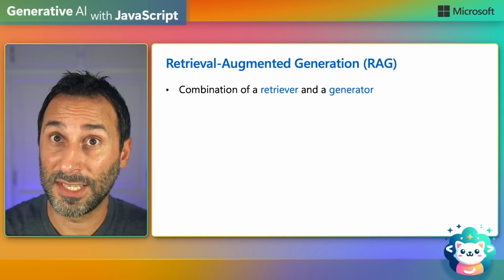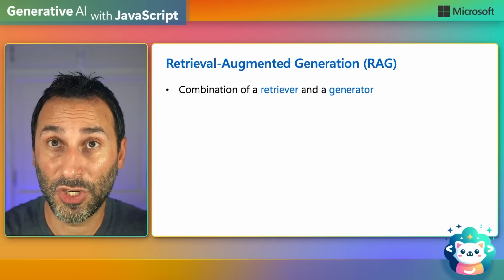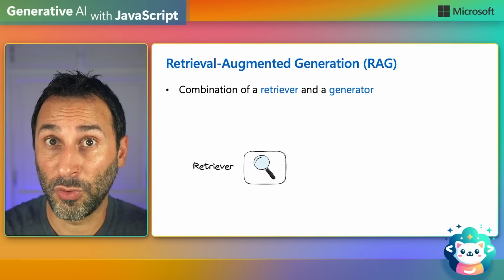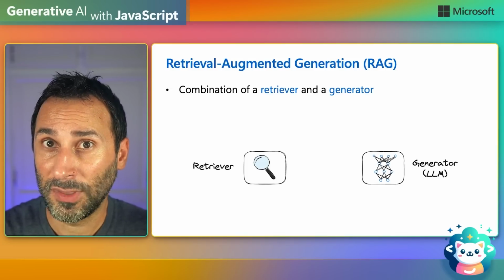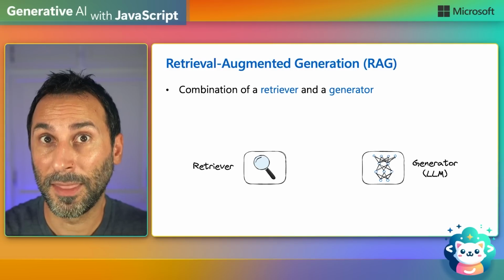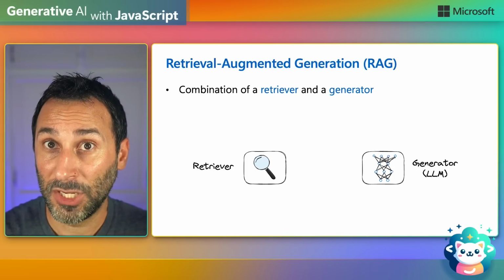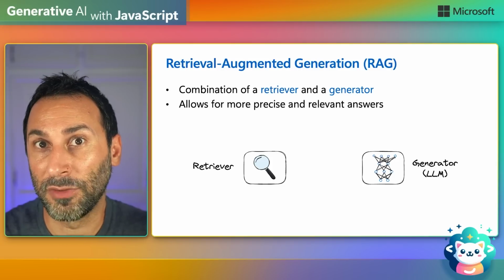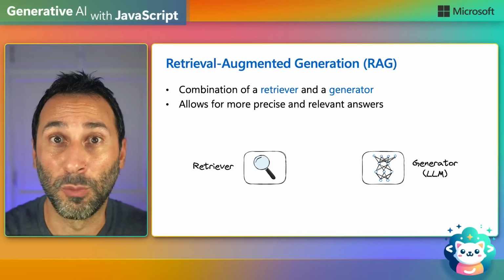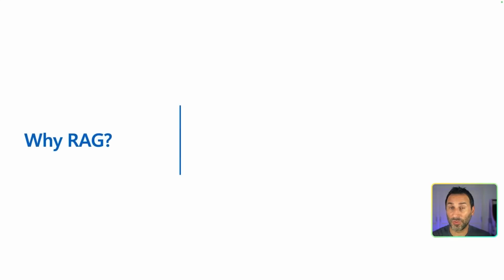To solve these issues, we can use a technique that's called Retrieval Augmented Generation, or RAG for short. RAG is a combination of two components: a retriever that will fetch relevant information from a knowledge base that you control, and a generator that will create the answer. This combination allows for more precise and relevant answers by using data that you provide instead of relying on the model's training data.